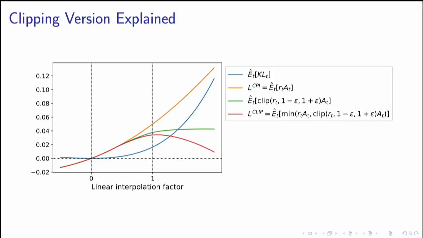But then if we look at the clipping objective, it's this nice looking parabola-like curve, which has a maximum here. That's showing you that if you optimize this objective with the clipping, you're actually converging to some optimum, which involves a reasonable policy update. Any questions? No.